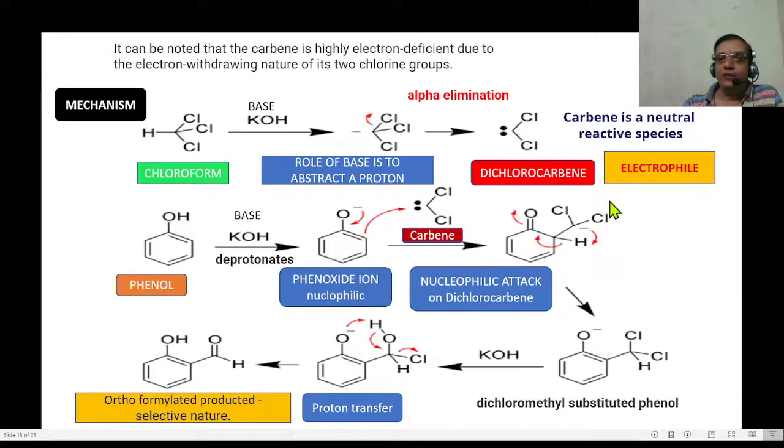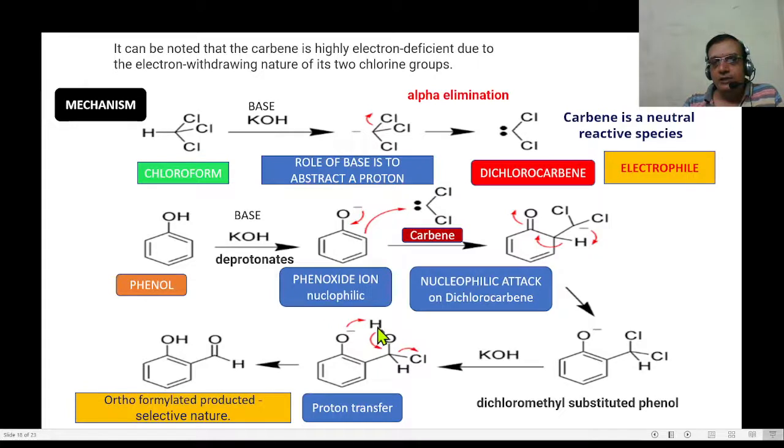Now the electrophile is substituted here to form an intermediate. The name of the intermediate is dichloromethyl substituted phenol, which again undergoes hydrolysis with the help of the base. So what will happen? K plus and OH minus are here. This K plus ion seeks one of the Cl and goes away as KCl. Now OH minus comes over here, so our intermediate is reshaped here.